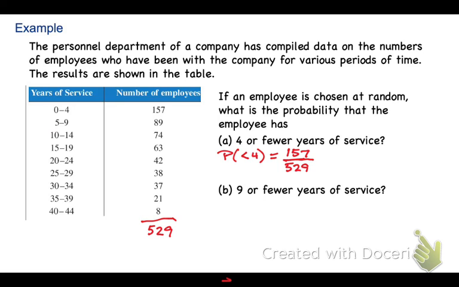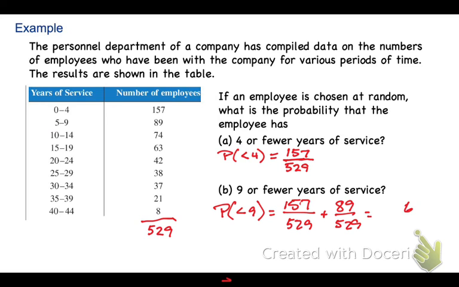Okay. So what is the probability of 9 or fewer years of service? Wherever 157 plus 89 is. What you're actually doing is 157 over 529 plus 89 over 529, correct? But at all intents and purposes, you're going to add those two together. You've done that for years, right? Why don't I have to subtract anything like I did with the cards? Because they're mutually exclusive.